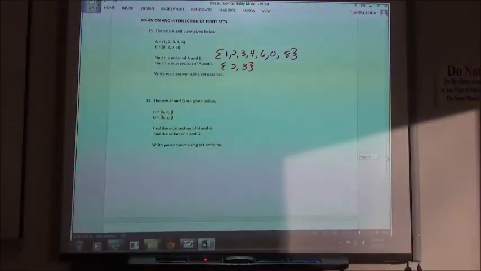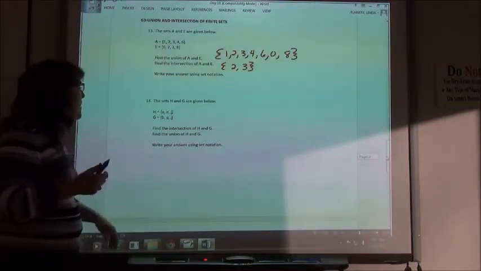So union, you're listing every number in both sets once. Intersection, only those numbers that are in both of your sets. And sometimes I use variables instead of numbers.